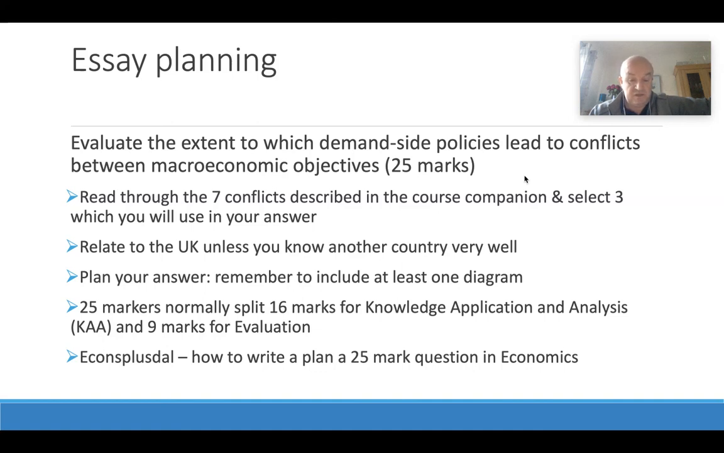certainly using at least one diagram within that. We've talked about 25 markers and how they split. Normally speaking, we're talking about a split between 16 marks for knowledge, application and analysis, and up to 9 marks for evaluation. Econs Plus Star has got quite a nice example online that you can go and take a look at for how he believes that you can plan and write a 25-mark question in economics, particularly for AQA papers 1, 2 and 3, because you've got 25 markers in all 3 papers.